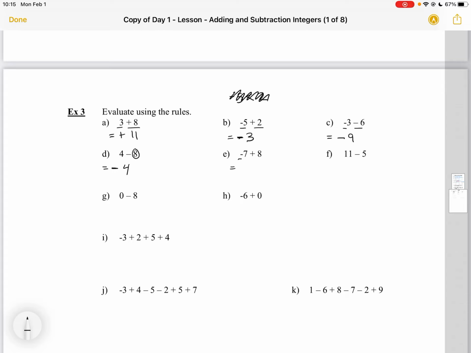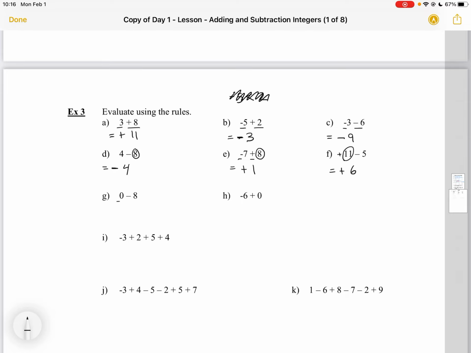Here I've got -7 and +8, or -7 plus 8. I've got different signs. I'm going to keep the sign from the 8, and I'm going to subtract the numbers, which gives me +1. F, I've got +11, -5, different signs. I'm going to keep the sign from the larger number and subtract, and 11 minus 5 is 6.